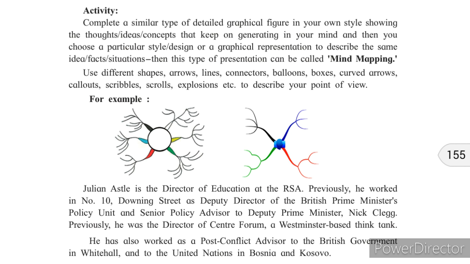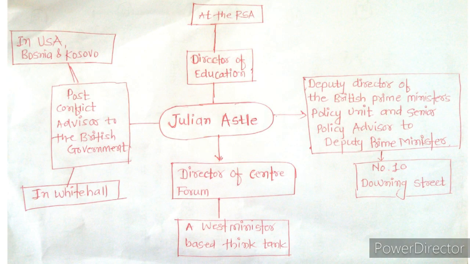So how can we create a mind map? By using different modes. Now which are the modes? That is connectors, balloons, boxes, curved arrows, callouts, scribbles, scrolls, explosions, etc. Now this is what would be helpful for us to describe our point. Here I have used the mind map. Let us have a look at the way I have created it.